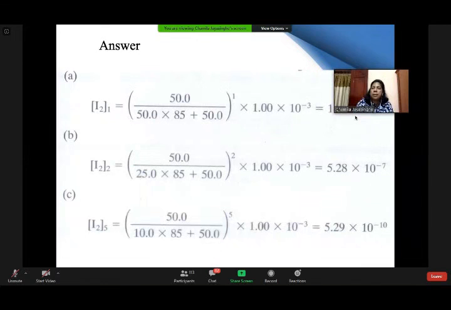So which one is the greater one, A or the B? Which one is the greater value? First one or second one? Which is the greater value? A, B, C, out of that, A is the greater value. Out of B and C, which one is the greater value?